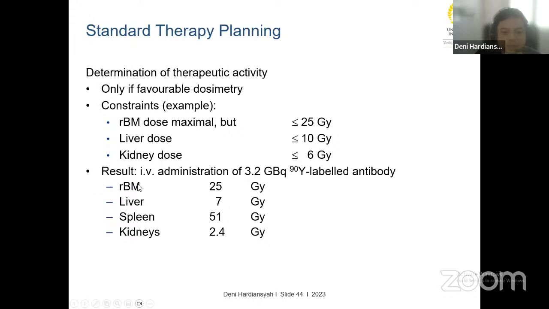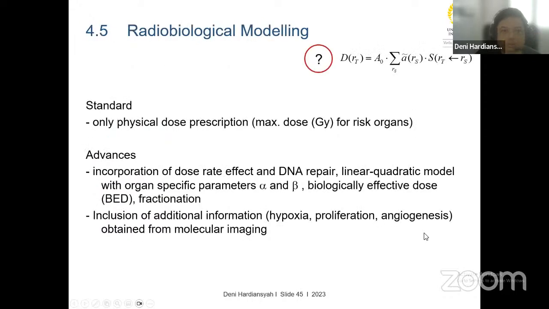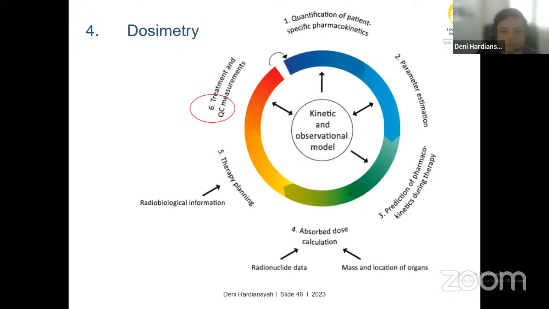And it's good, right? Because the red bone marrow, we will have 2.5 gray. It's good. It's not passing the maximal number. The liver 7 is still safe. The kidney 2.4, far below the maximum number of 6. So this one is relatively good. And if needed, we can also add the radiobiological modeling. And of course, after everything has been done and good enough, then we perform the treatment.